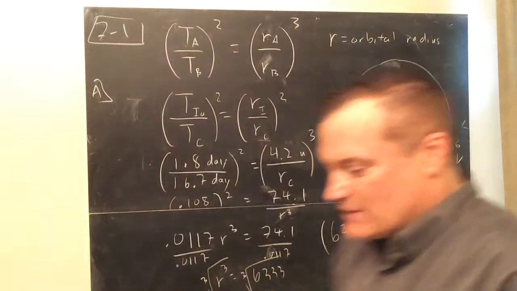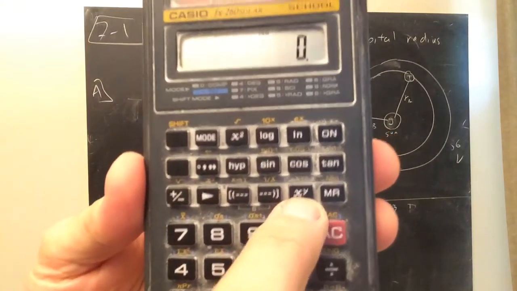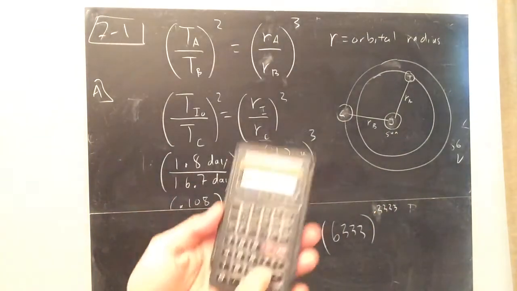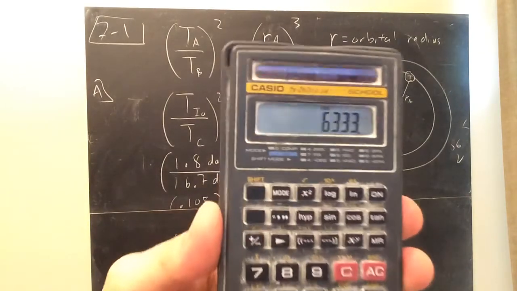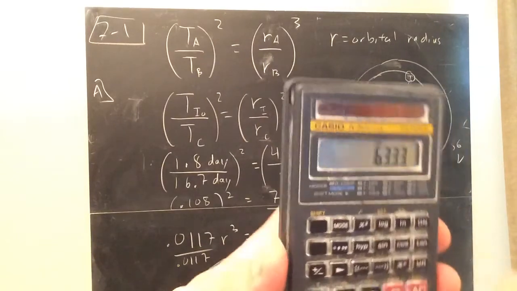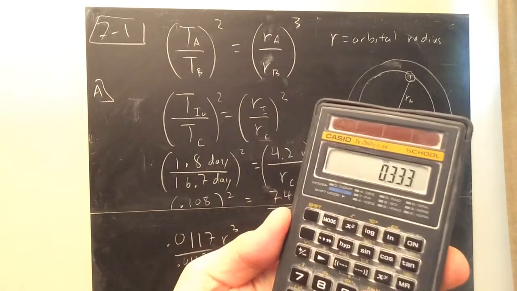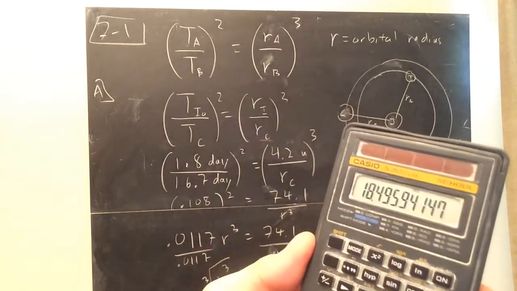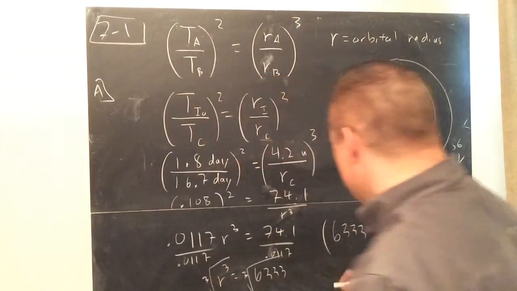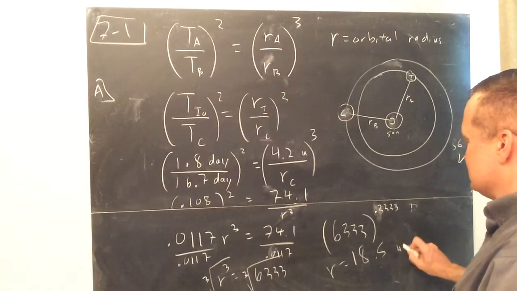And on my calculator, what I do is this. There's a button called X to the Y. I'm going to put in the number 6333, push the X to the Y button, and put in 0.3333. Raise it to that power, and it is 18.5. So the radius is 18.5 units.